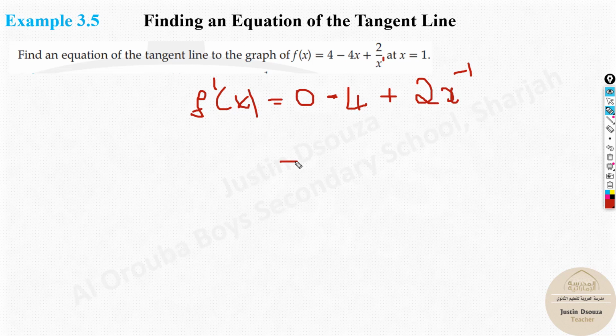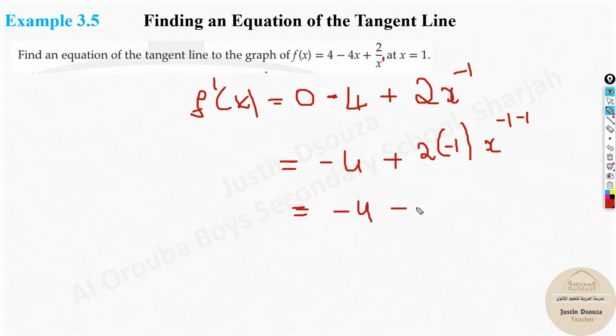Now you will have to solve this. How would you solve this? It would be negative 4 plus this negative 1 comes down. It would be negative 1 x to the power minus 1 minus 1. Negative 4 minus 2x to the power minus 2. This would be your final answer.